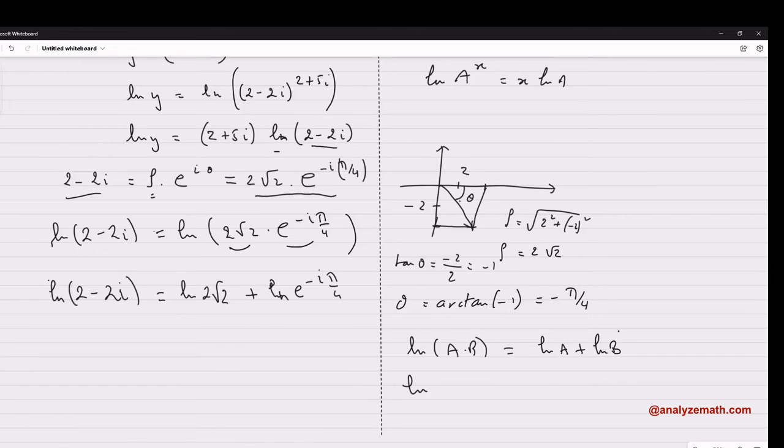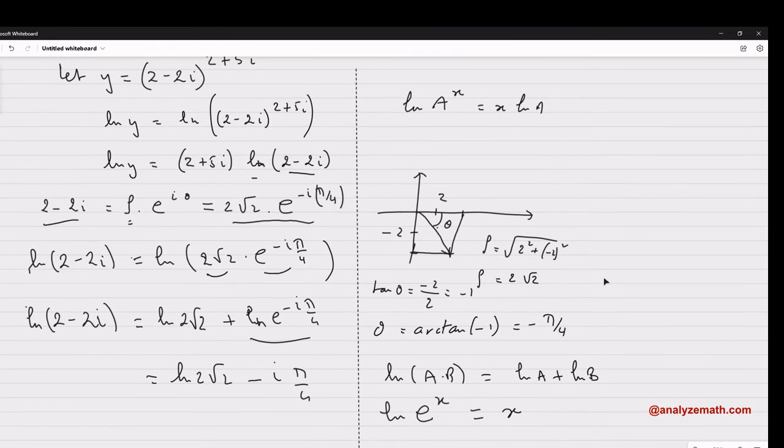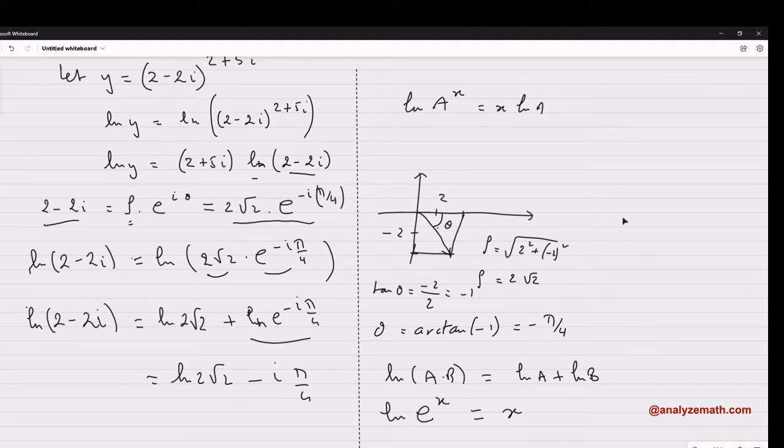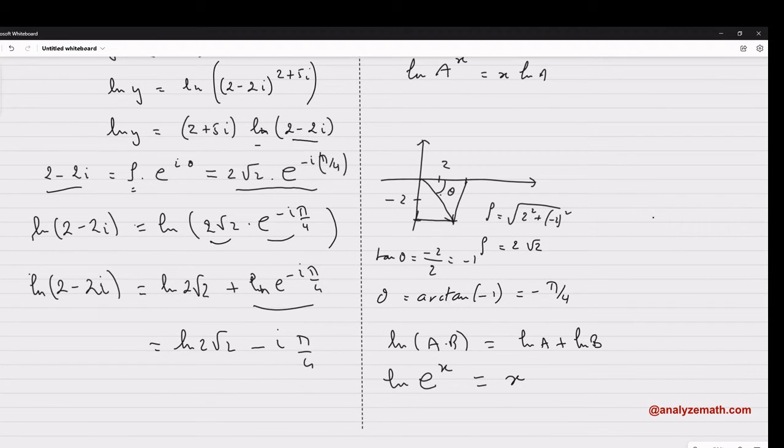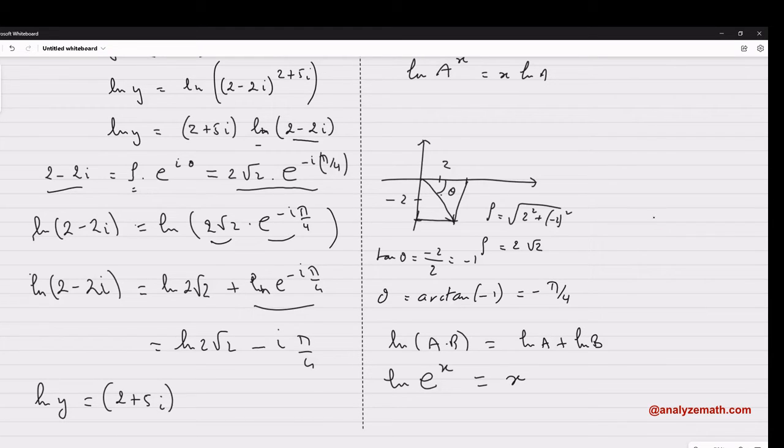Okay, good. Now we need another rule: ln of e to the power x is equal to x. So all this is going to simplify. This is ln of 2 square root of 2 minus i pi over 4. Okay, good. Now let's go to our expression, the ln y. So the ln y is equal to 2 plus 5i multiplied by this.